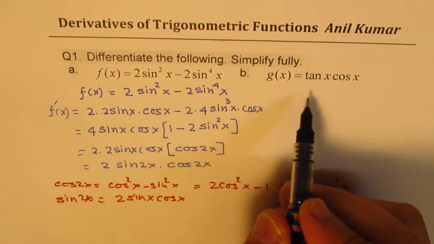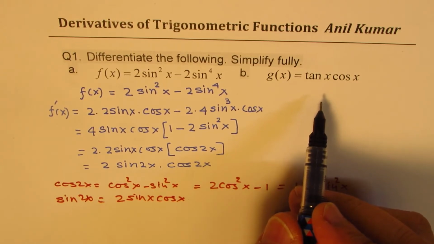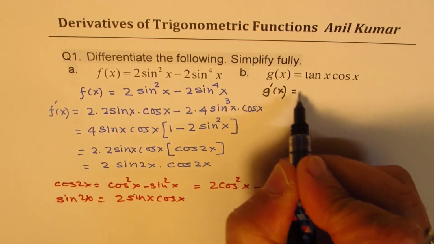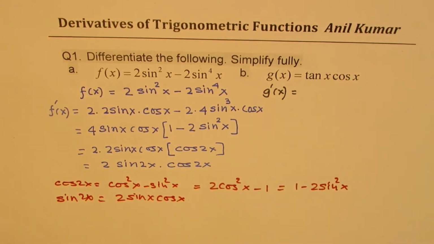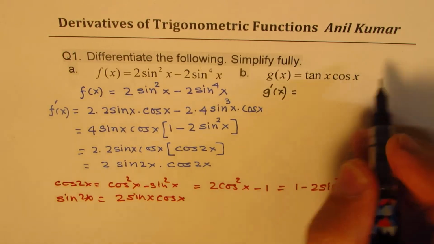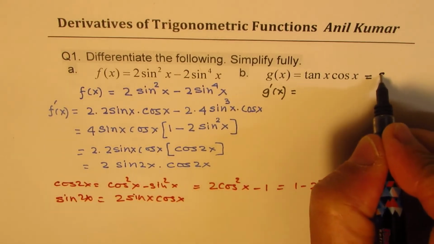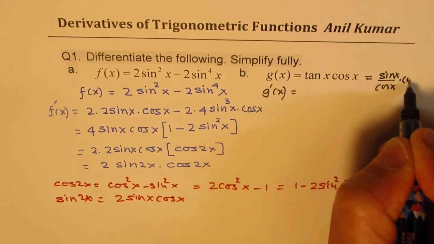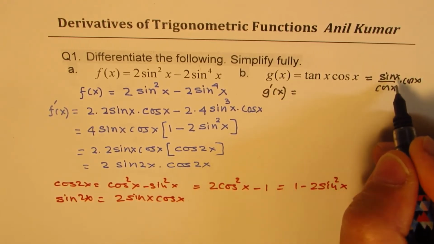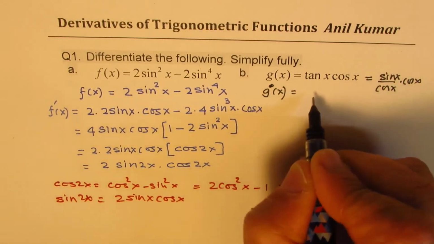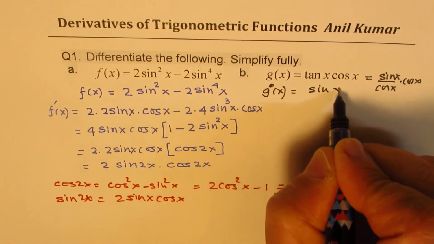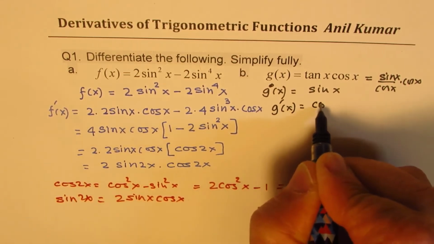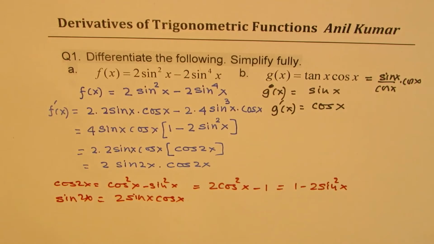Now let's do the derivative of this particular function. Now let's say g dash x. You could actually simplify this and then do the derivative. So you could do that also. Some of you can simplify the function, write this as sine x over cos x times cos x, and then you are left with sine x, correct? So you could say g of x is sine x, and therefore the derivative of this function is basically cos x, correct? You could do that.